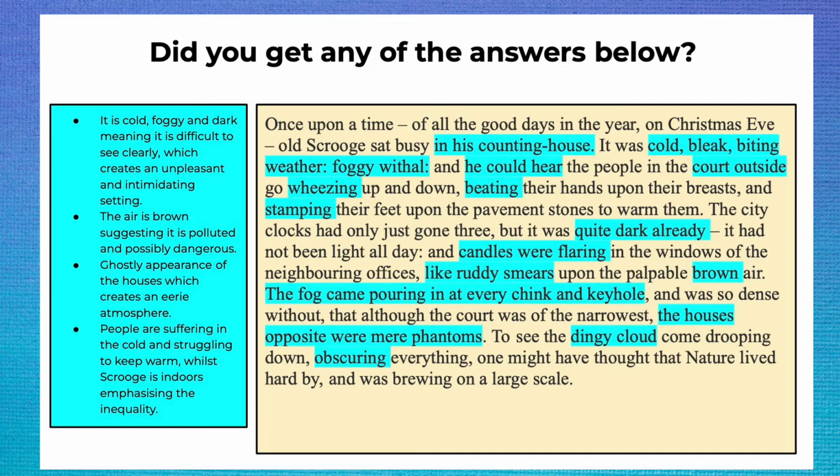So for example, the cold, foggy and dark setting means that it's quite difficult to see, which then creates an unpleasant and intimidating setting. So the unpleasant and intimidating setting, that part of that first bullet point, that's the specific inference you should be making. You're developing your point beyond what's obviously stated into a thought, an original thought. So you can pause the video just to review your answers, compare them to the answers on the screen before we move on to the next part.